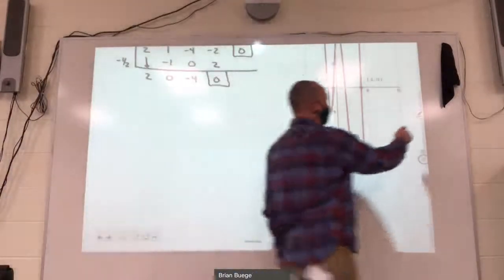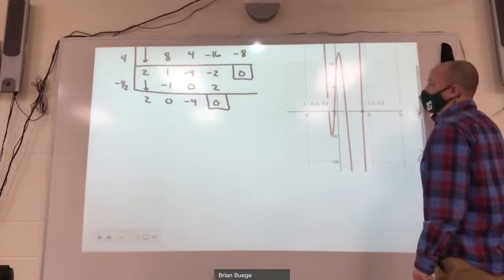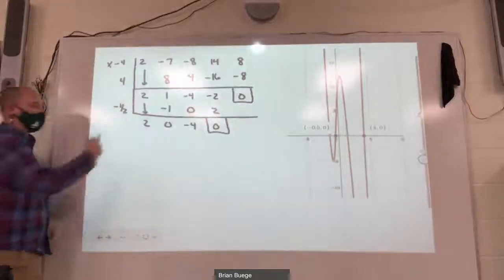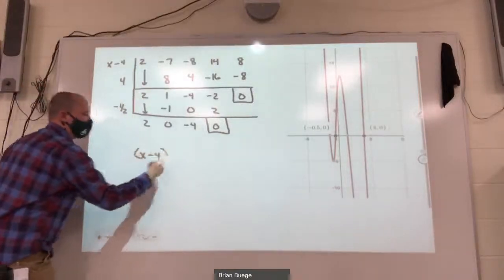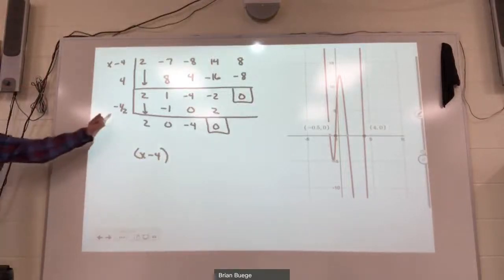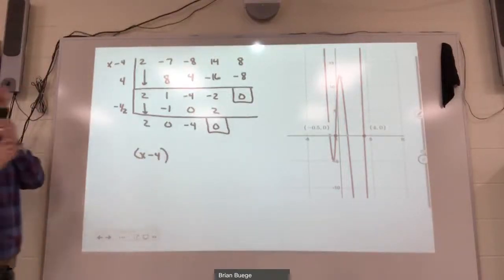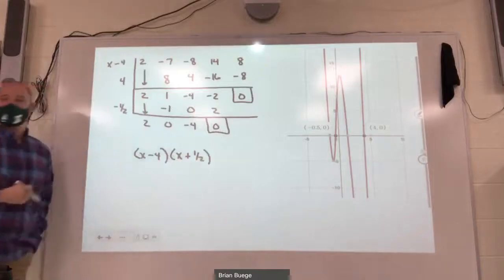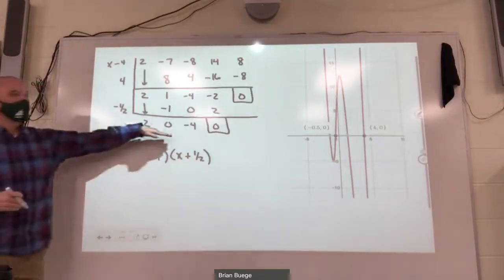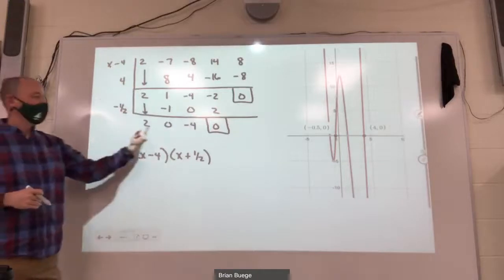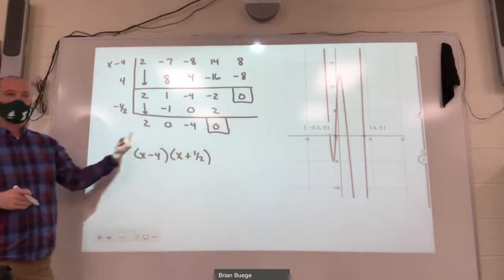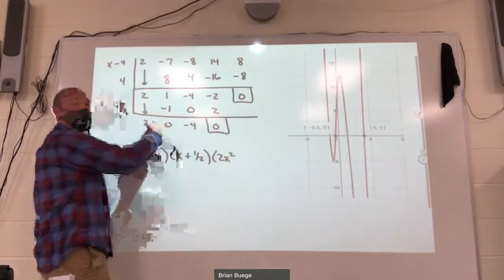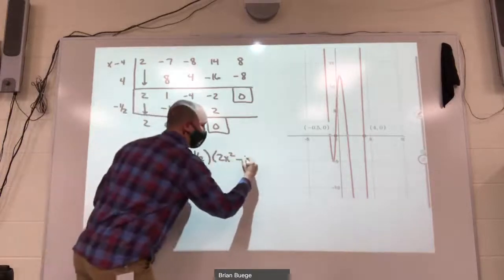Okay? If we put this all together, that means we've got, because I used the 4 and that worked out, x minus 4, my first factor. Because negative 1/2 also worked out, that means x plus 1/2 is also a factor. And then we said we did it twice, so these are the coefficients of a quadratic. So I have 2x squared, 0x, so I'm not even going to write that, and then minus 4.